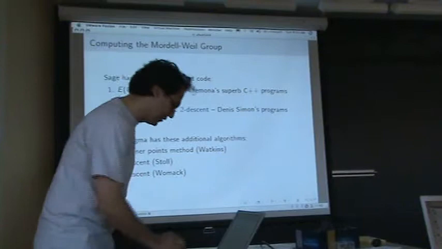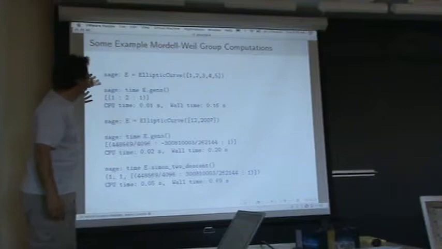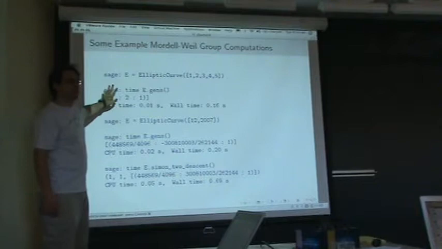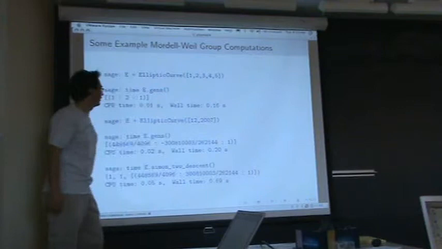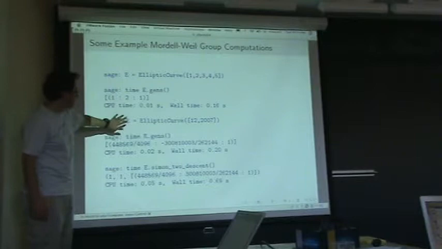Okay, so here are some specific examples with some random curves. This uses mwrank by default, so that's what's being used behind the scenes here. So mwrank for a lot of small curves is very fast. Here's another example using mwrank. Basically what it does is it runs one mwrank process, gets the answer, and then parses the output.